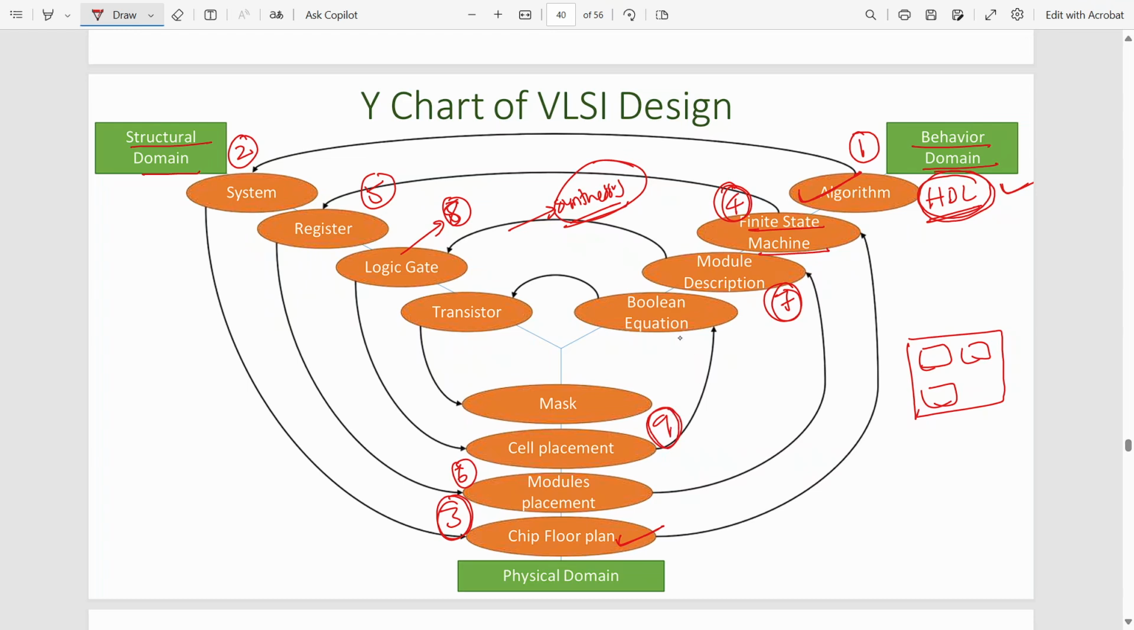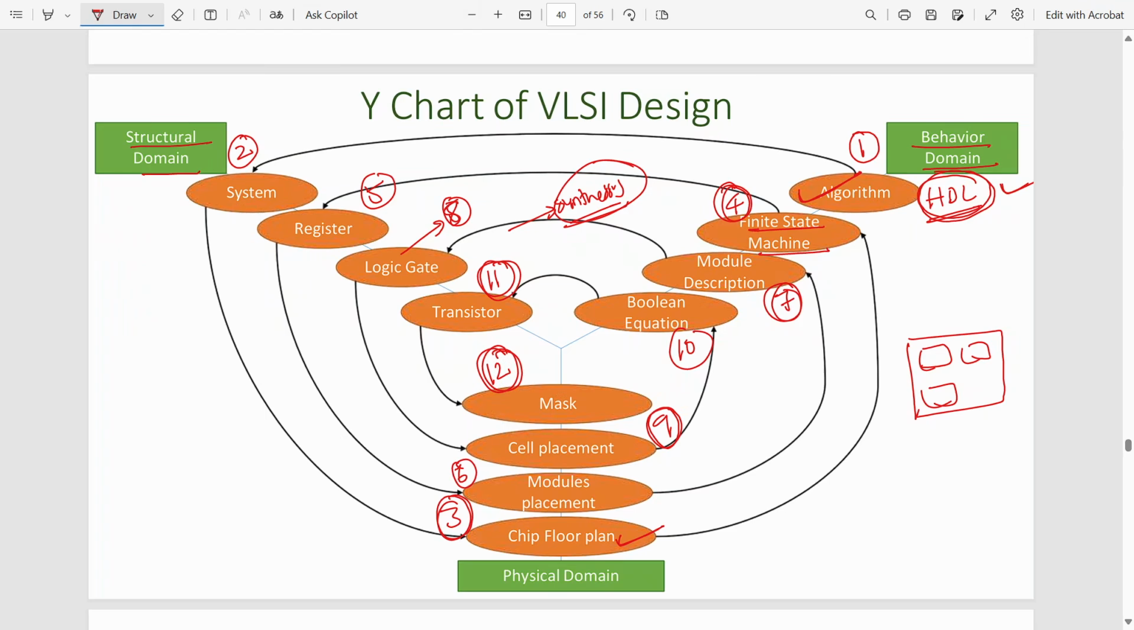Then the boolean equation, and next it is represented in terms of transistors. Next you need to go for fabrication, that is nothing but the mask. So this is the Y chart that we follow in VLSI design.